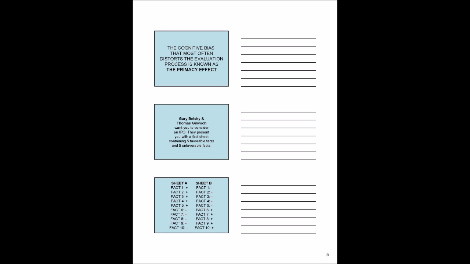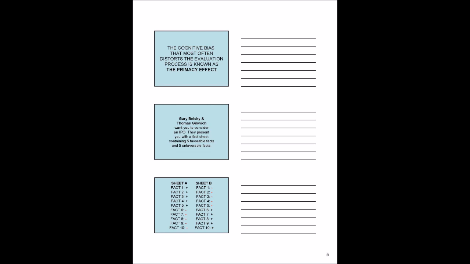And essentially what they do is they set up an experiment where they have an initial public offering for a company, and they present you with a fact sheet. And basically, the fact sheet looks like this. There are two different versions of it. On each fact sheet, there are 10 facts. They are identical for both groups. But for group A, the 5 positive facts come first, the 5 negative facts come second. For group B, the negative facts come first, the positive facts come second.